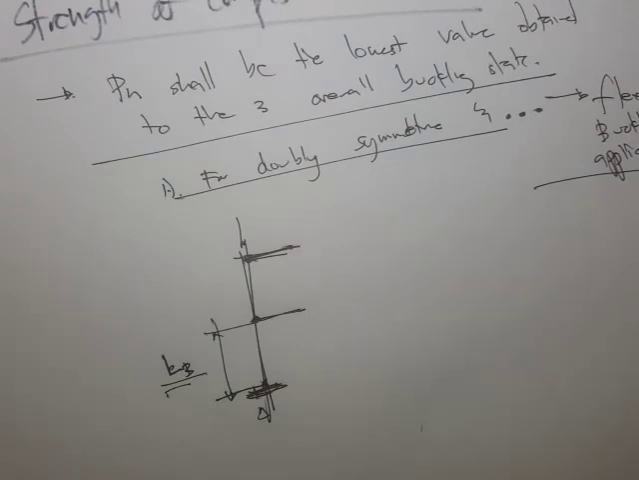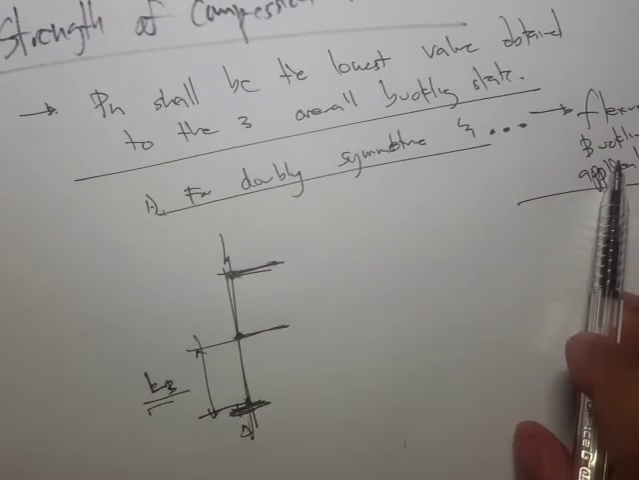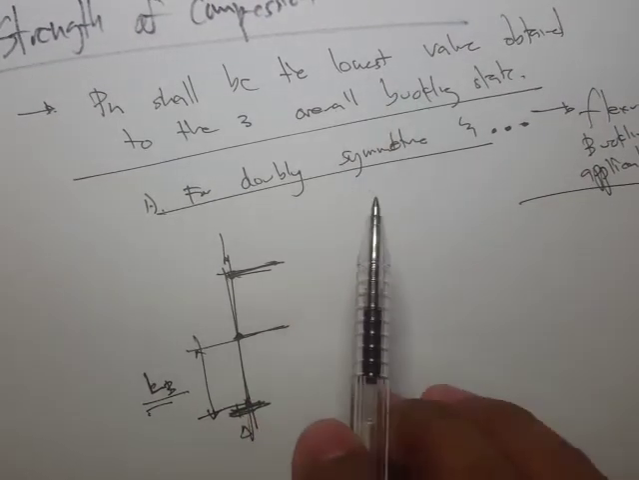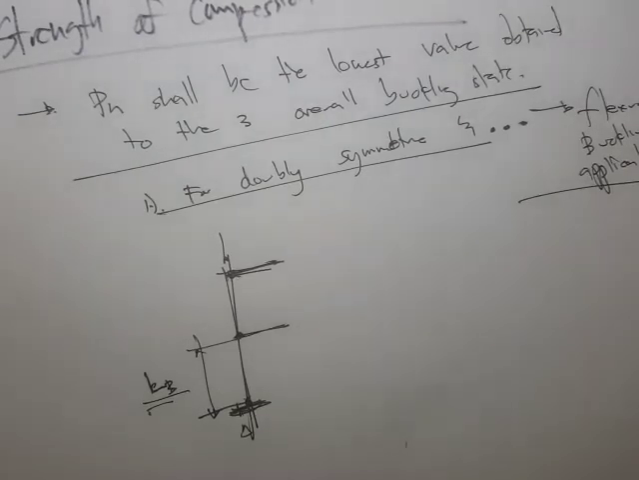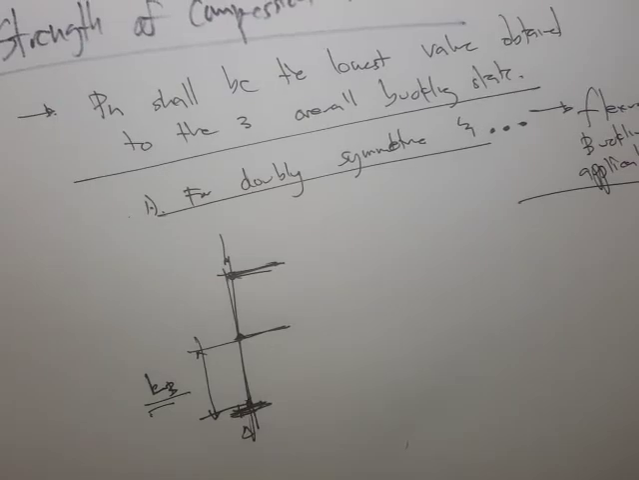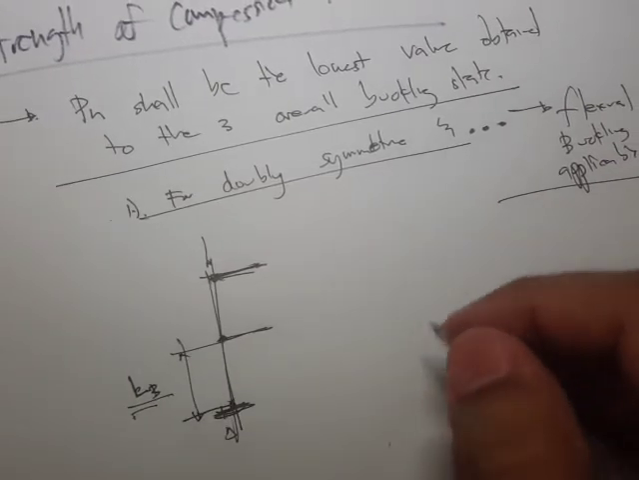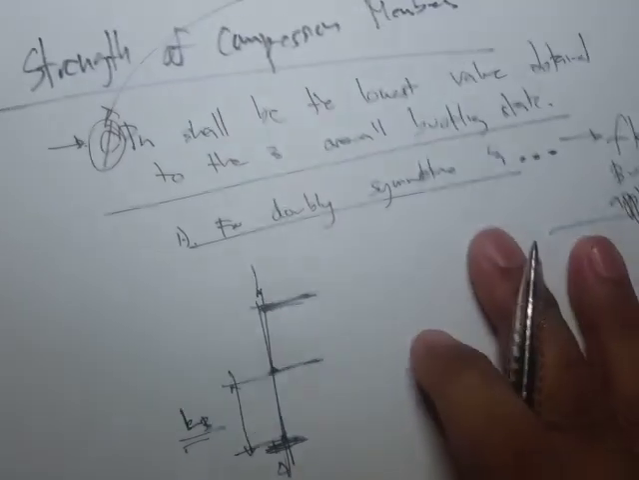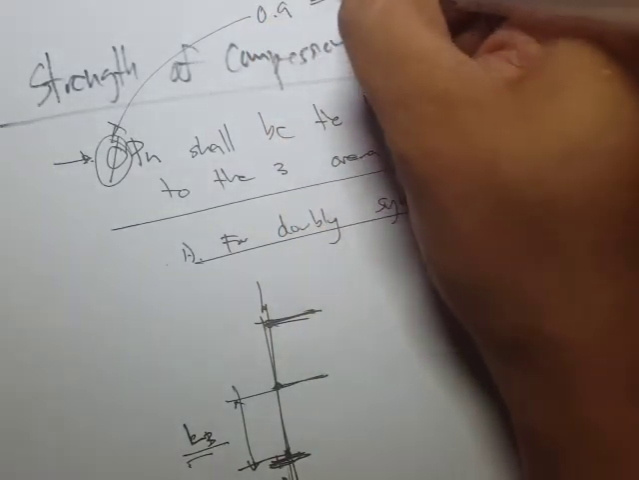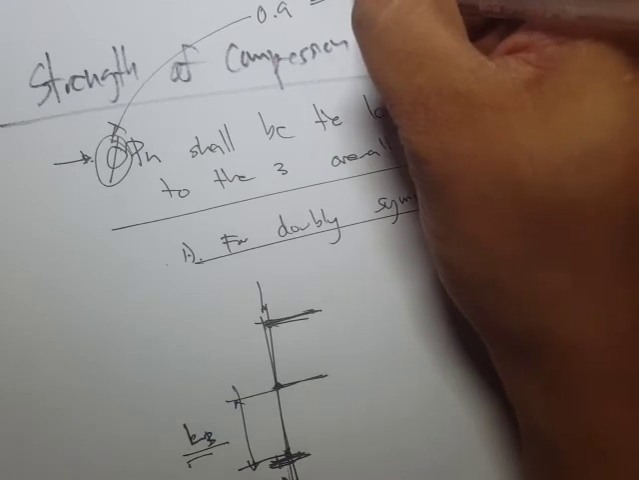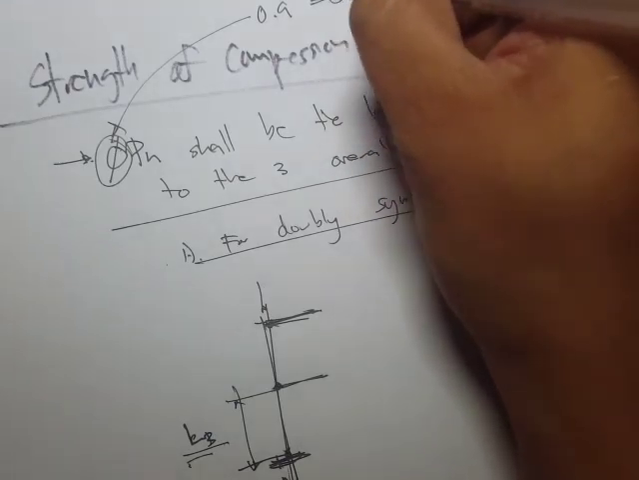But in this course, we'll only consider the strength for flexural buckling only, without slender elements. And take note that our reduction factor is equal to 0.9. That's our reduction factor for compression members, phi sub c.